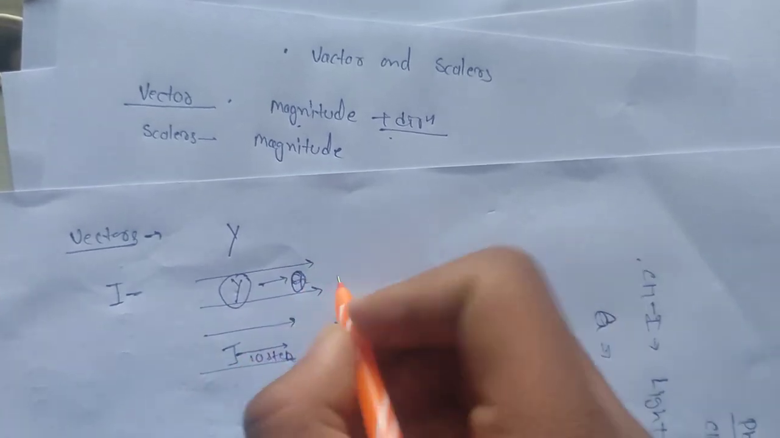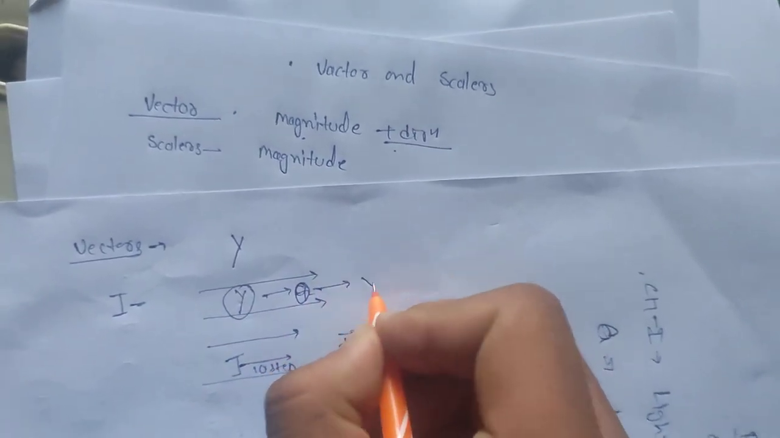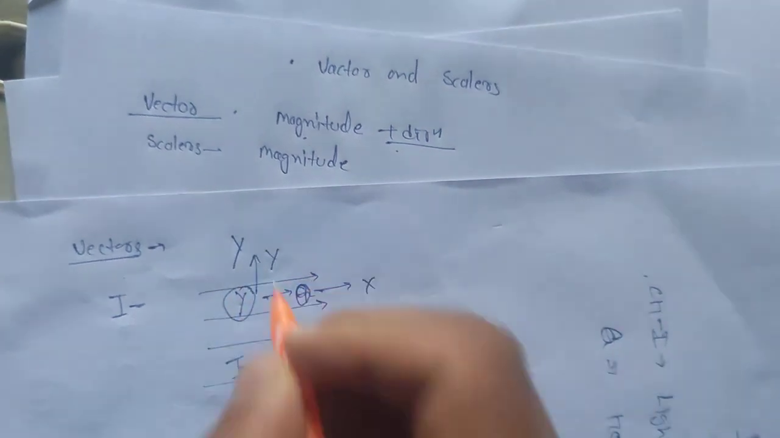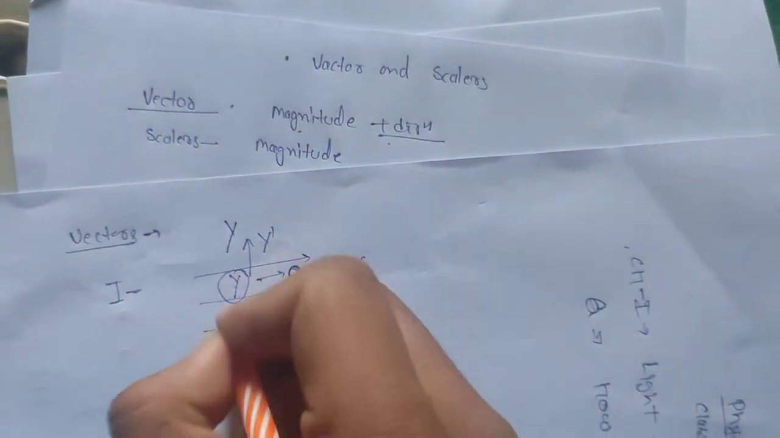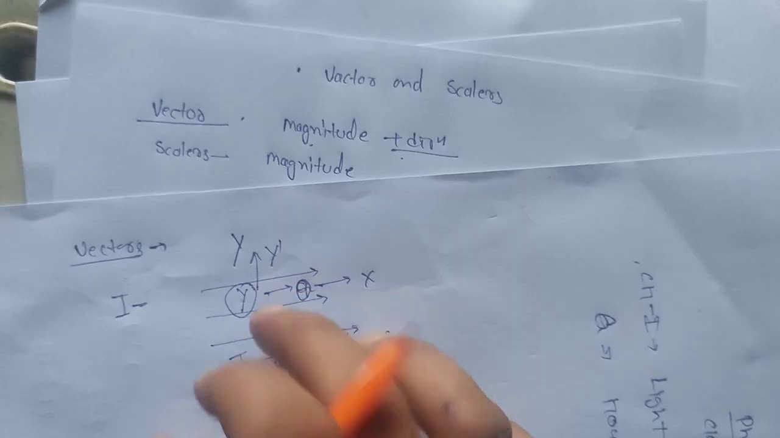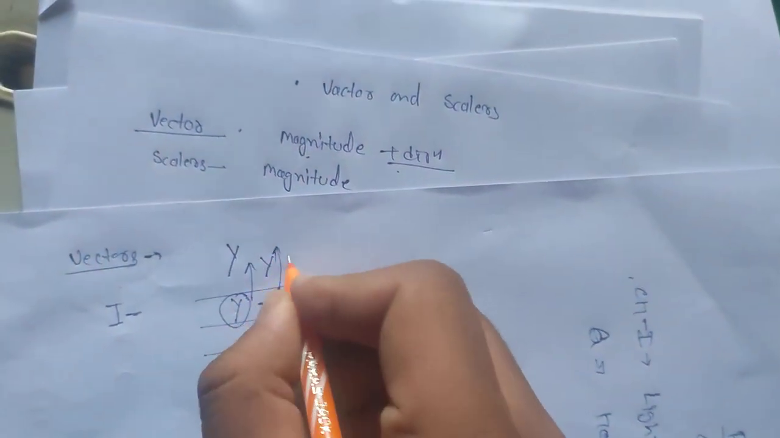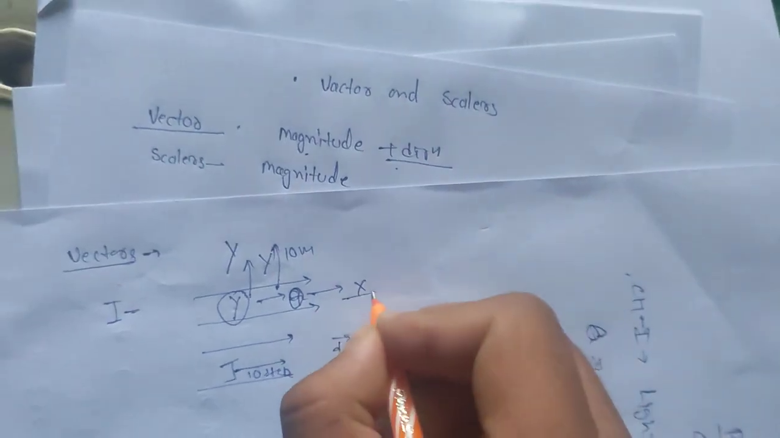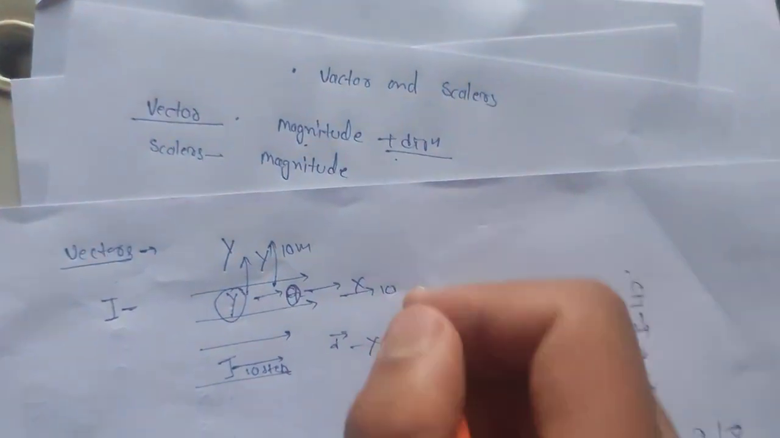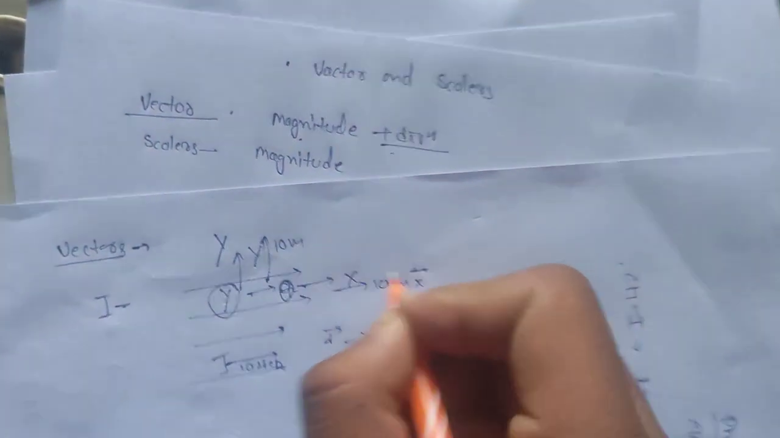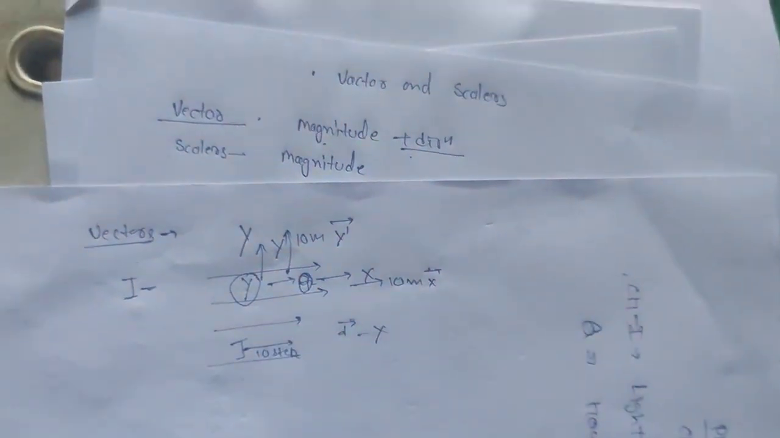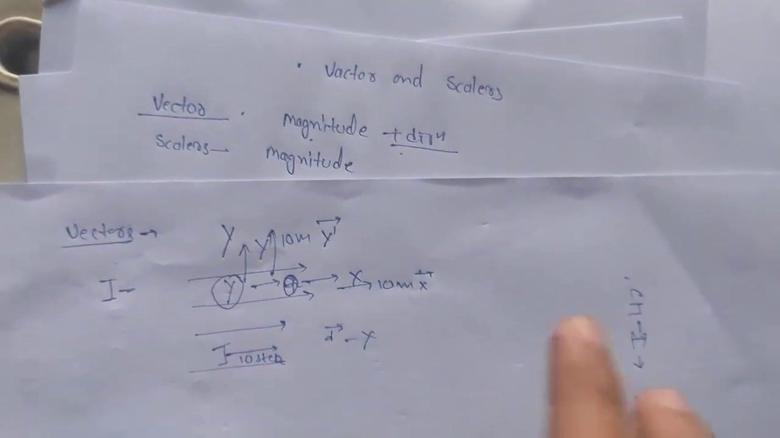For example, you throw a ball in the direction of x or in the direction of y, y dash. Or simply you say that you throw the ball 10 meters above, 10 meters in height. So you say the x direction or the y direction. You throw a ball in the y direction.